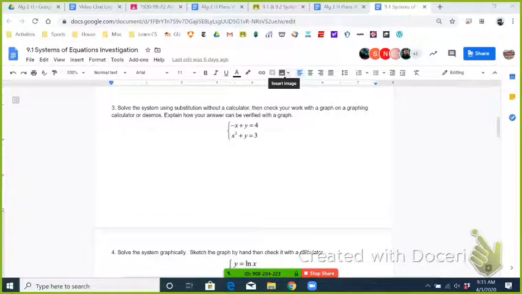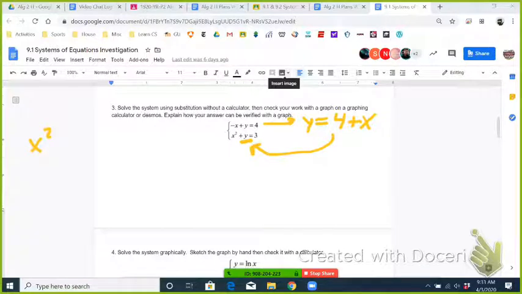Alright, so how to solve this system with substitution. So we have a linear equation and a quadratic equation. So what we could do is, since we got the y here all alone, we could solve for y in the top equation by adding x to both sides. So now I know y is equal to 4 plus x, and then plug that into that bottom equation.